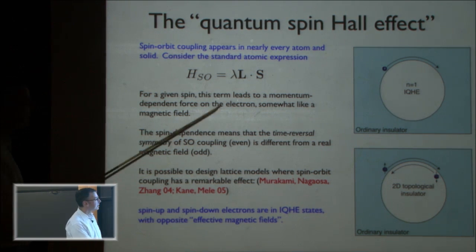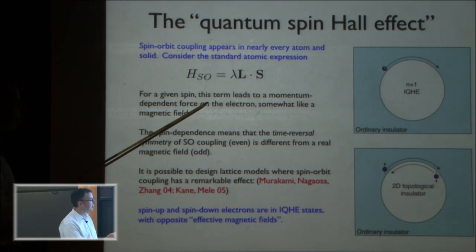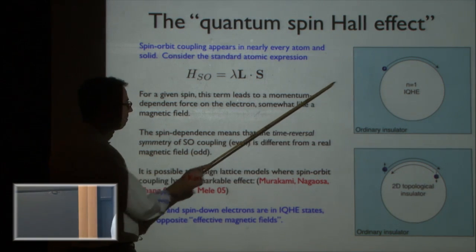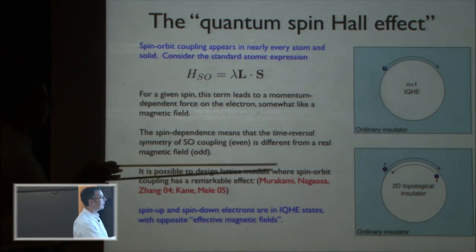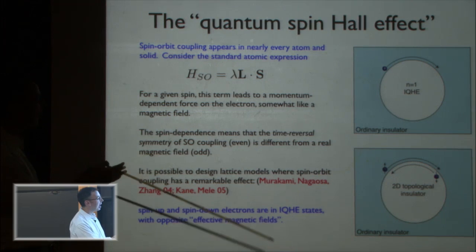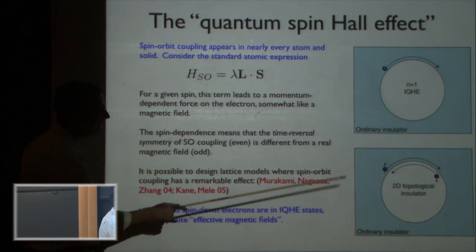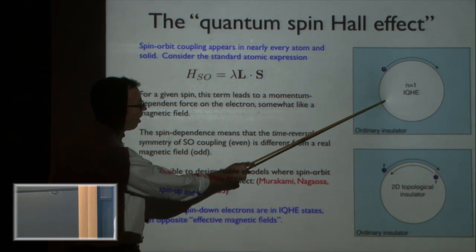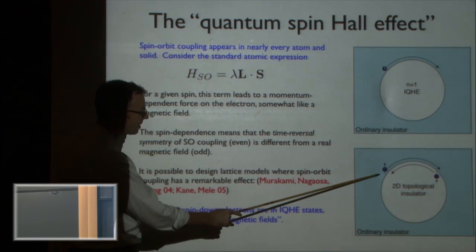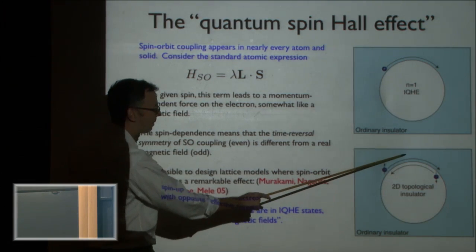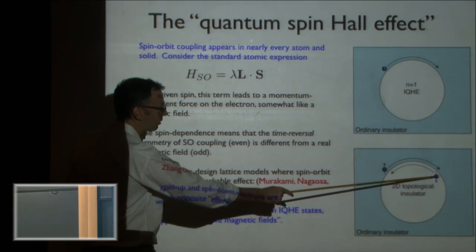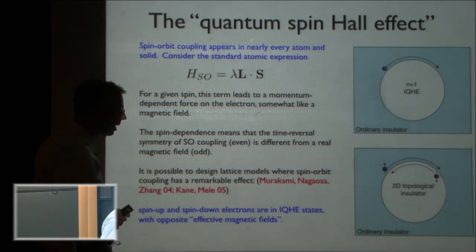So what people had imagined without much justification, because they didn't understand the topology, was that maybe you have a material that just sitting there has spin-orbit coupling, so no applied magnetic field. Then maybe the effect of the spin-orbit coupling is to make two copies of the integer quantum Hall effect, where electrons that are rotating one way along some axis go along the edge, say this way. Electrons that are rotating the other way go there.